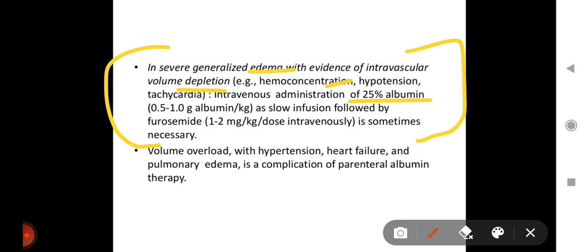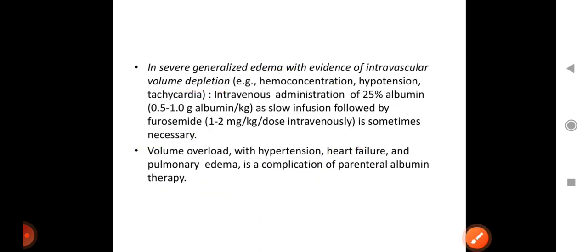Now, volume overload with hypertension, heart failure, and pulmonary edema is a complication of parenteral albumin therapy. This can be asked in viva. What are the complications of parenteral albumin? So, to decrease this volume overload and heart failure, we give furosemide followed by albumin.